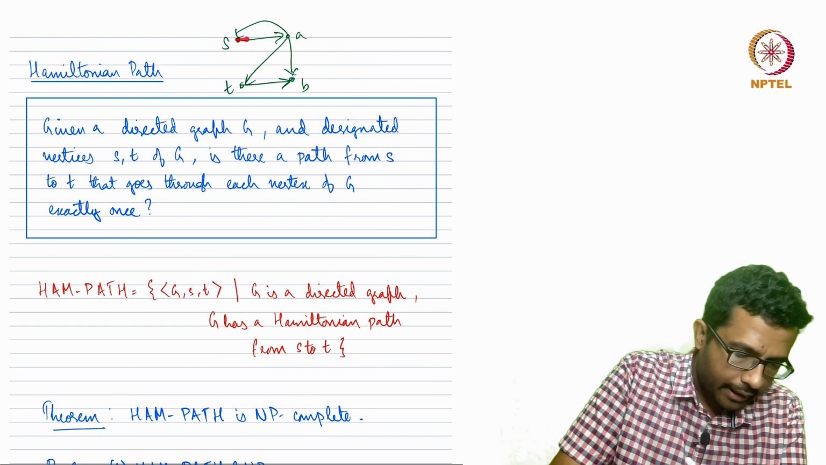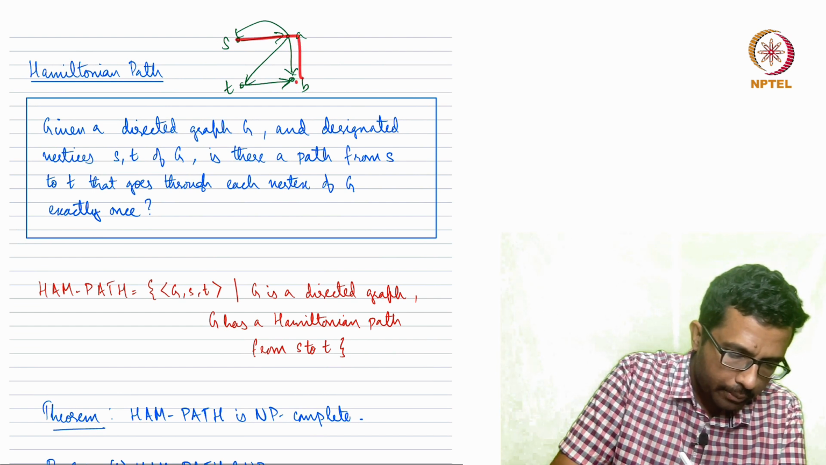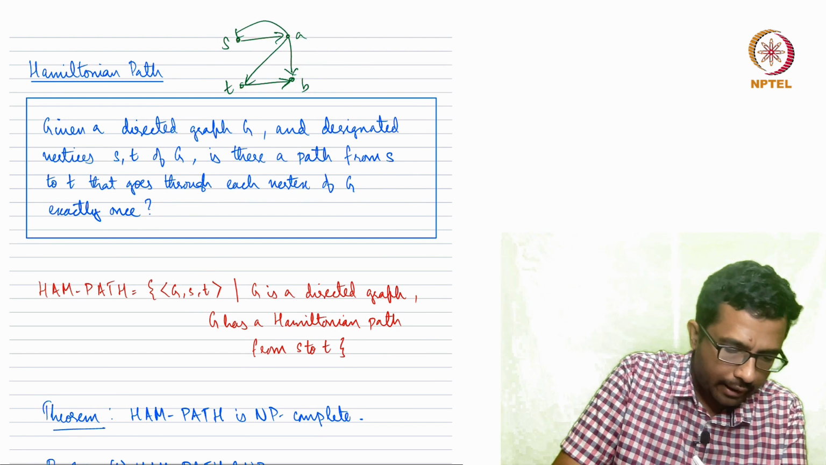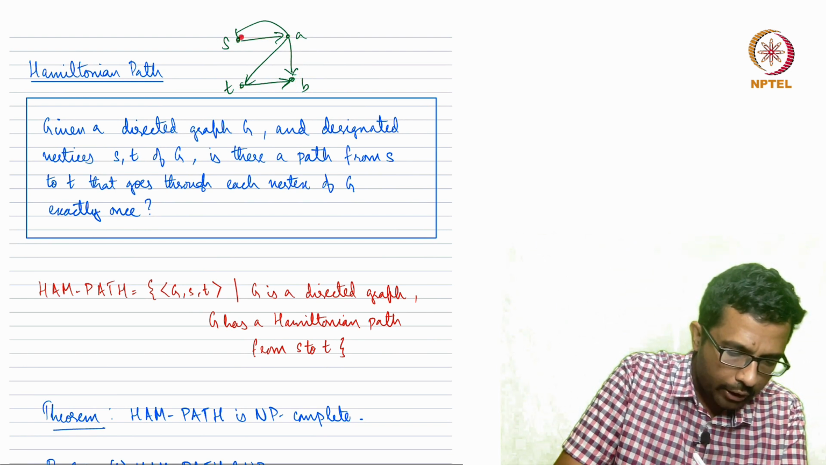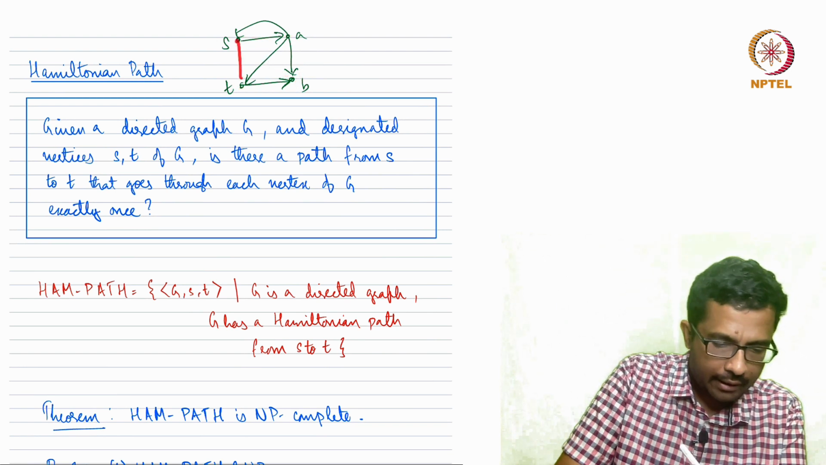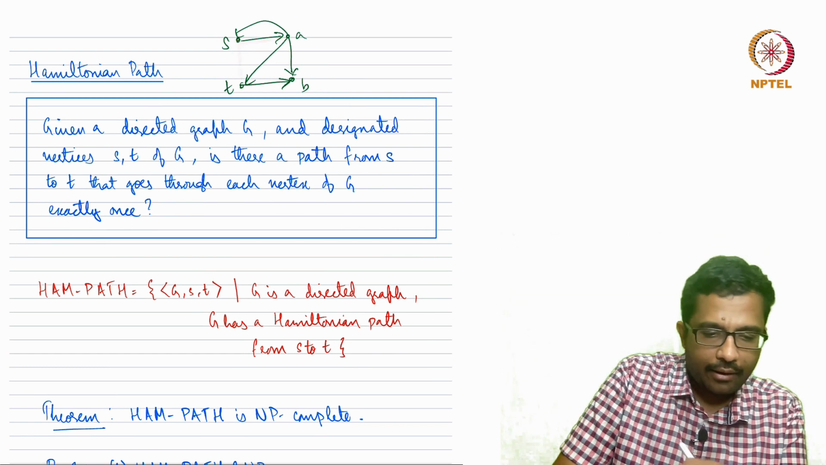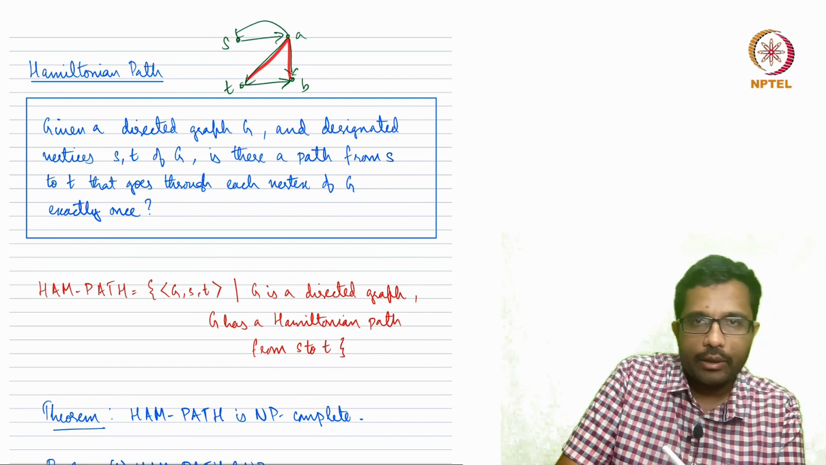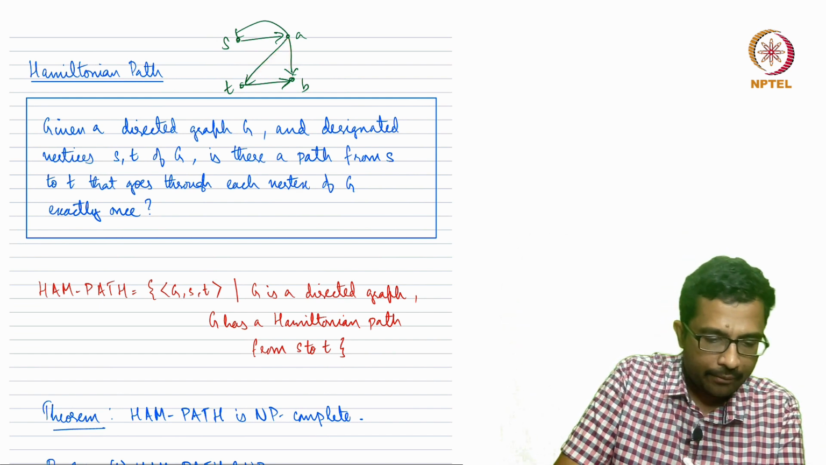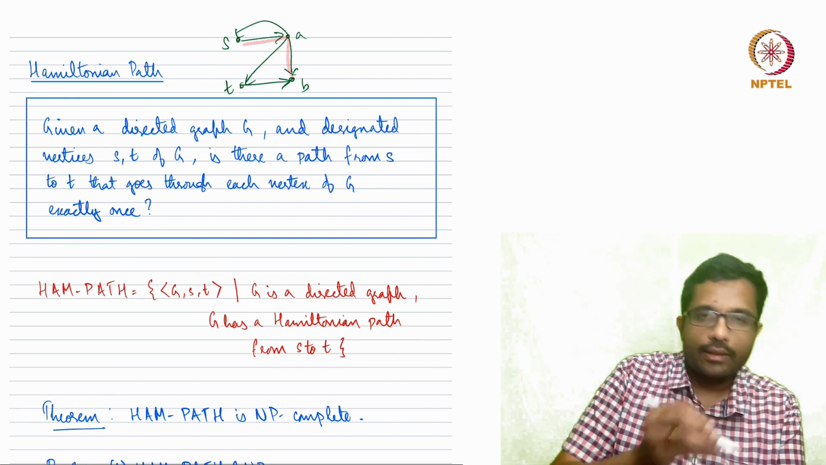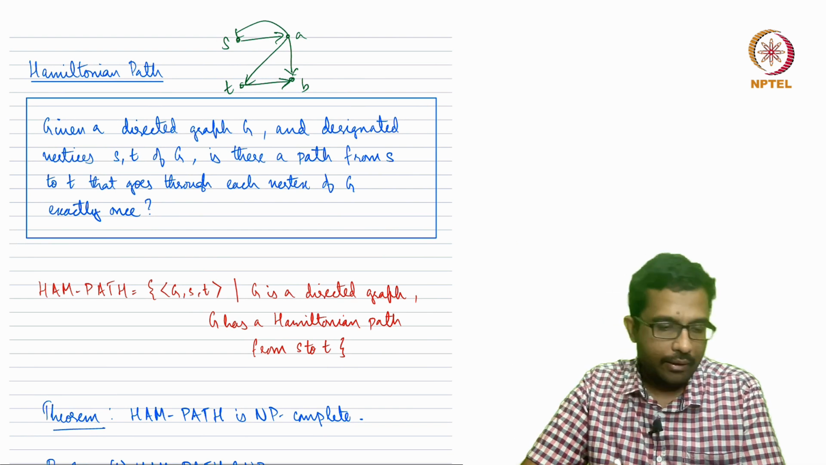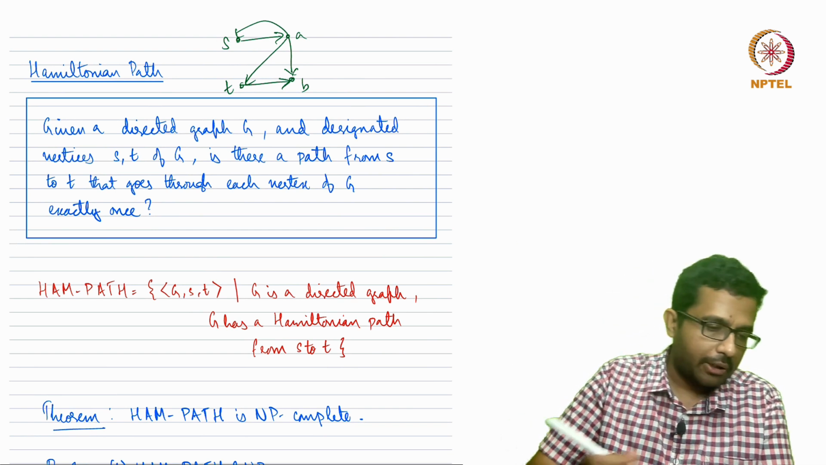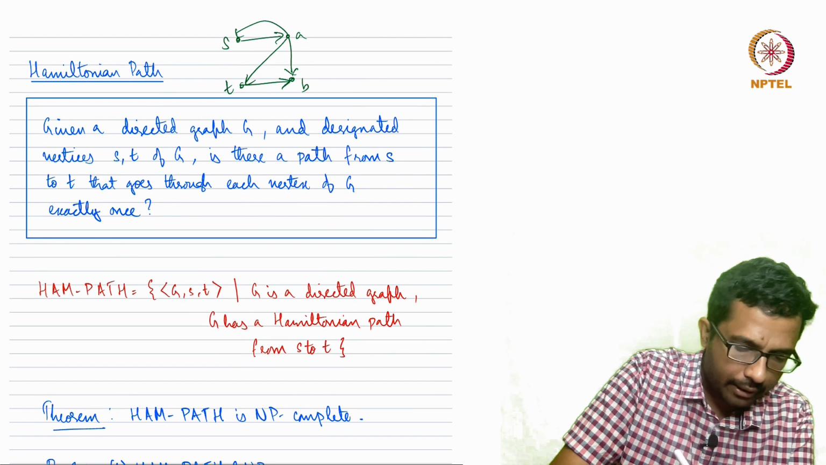Because I can do S, A, B, but then once you get to B, there is no way to go to T. And from S, you cannot go to B or T directly. You can only go to A, but then once you go to A, you have to either go to T, in which case the path is over, or you have to go to B, in which case there is no way to get back to T. So this particular example does not have a Hamiltonian path.